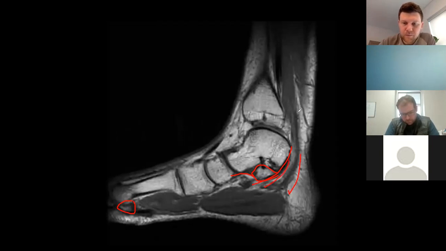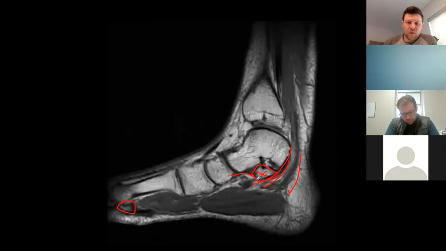Would that be the FDL? FDL would be up here, adjacent to the FHL. Or sorry, adjacent to the sustentaculum tali. Oh, that's right. It's running underneath the FHL. Oh, would that? No.